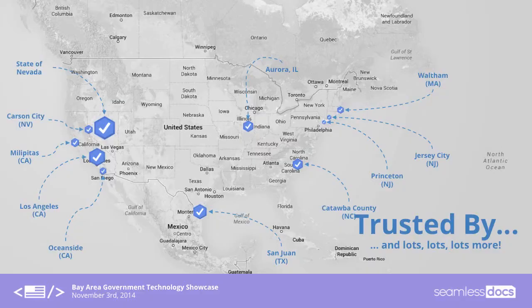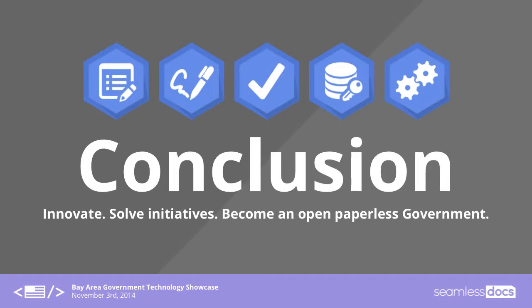So currently we're solving initiatives across the country. Cities as small as Princeton, New Jersey, and currently an initiative with the city of Los Angeles with a claims for damages form that citizens can now fill out on their cell phone, and instantly that information can be passed to the databases within the city of Los Angeles.